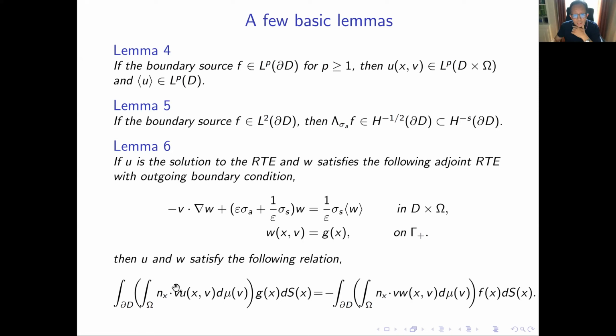So it tells you there's some dual relation between the boundary measurement source for this adjoint problem and the boundary source for the original problem. So it's really the dual from here. And this is the solution to the dual problem. U is the solution corresponding to the original problem with this source.